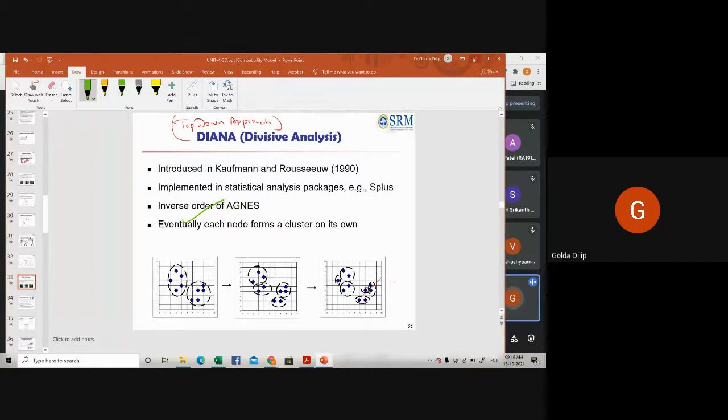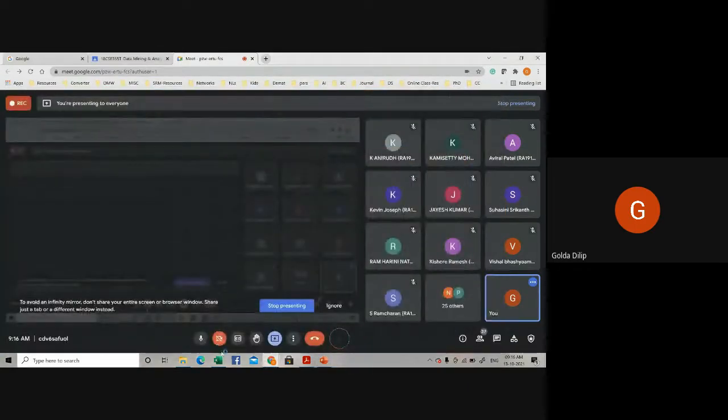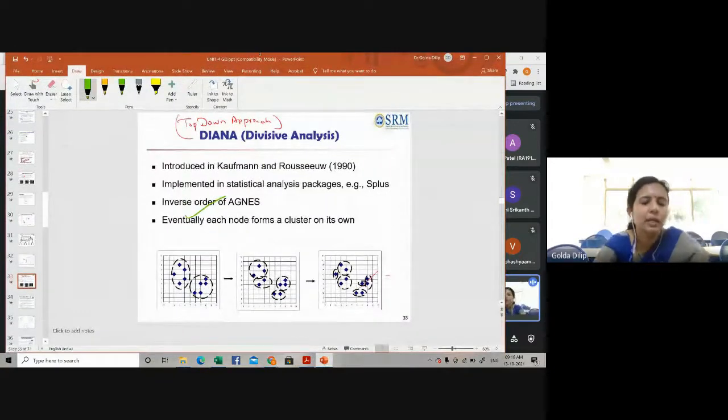So we were discussing divisive clustering. Divisive clustering is a top-down approach. You assign all the observations to a single cluster, and then you start partitioning the cluster into the two least similar clusters, and you proceed recursively until you have one data point in each cluster. This is exactly the opposite of agglomerative clustering.